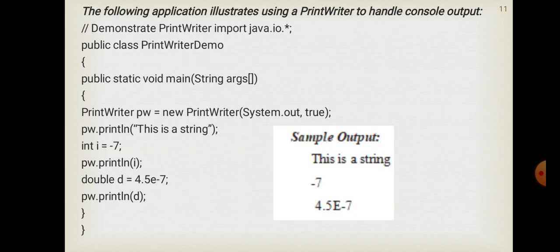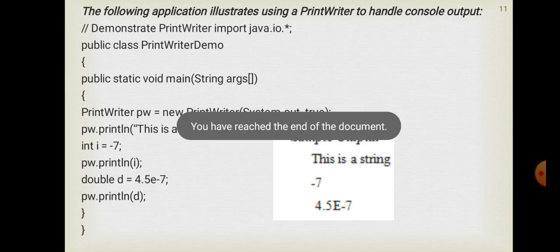So this is an example. We have created an object for the PrintWriter, and then you have to print something by using this PrintWriter object, pw.println of the string which you have to mention. Then if you want to print an integer value, assign the integer value and you can directly print it. So the output will be like this. This is a string and we have assigned the value -7, so that will be printed. If you want to print a double also, that will be printed as it is.